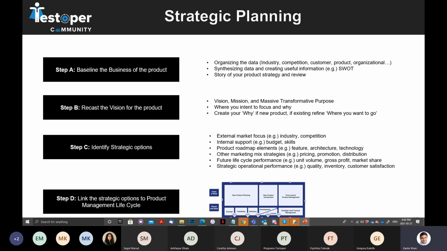It could be building the programming skill. It could be identifying additional people joining your team. It could be refining your mission and vision together. It could be identifying which industry and competition we are going to go after, which technology, how we are going to price it, and how we are going to track it. So this is the process that we have to go through together.